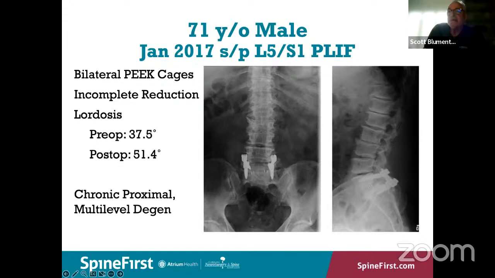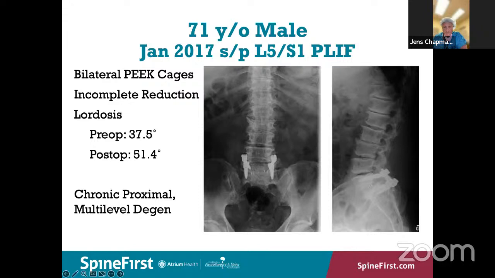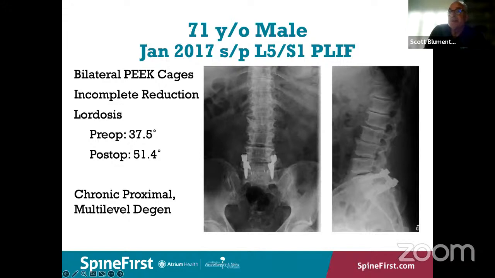Yeah, I mean, maybe Jens can comment as well, but unfortunately, we all see the end results of ill-advised or ill-performed surgeries. And you can see in the PLIF, the 2-level above PLIF, it certainly didn't improve his lordosis. In fact, made it worse. Right. Obviously created pseudarthroses with the loose screws. And you kind of know where this is headed.